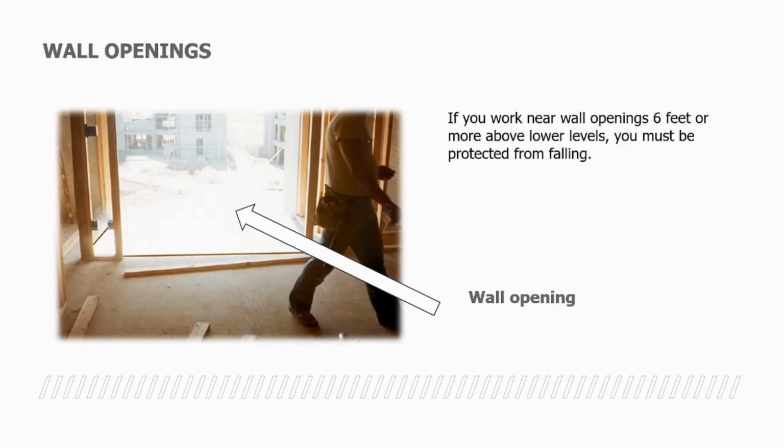This is an example of a wall opening. If you work near a wall opening 6 feet or more above the lower levels, you must be protected from falling. In other words, if you look at this picture, there is no type of protection for the workers. If they happen to be just walking, they can step right off the very edge. There's no type of guardrails, mid rails, or even any type of toe boards in this opening. It's a wide open area, which means what? The employee could fall to a lower level.